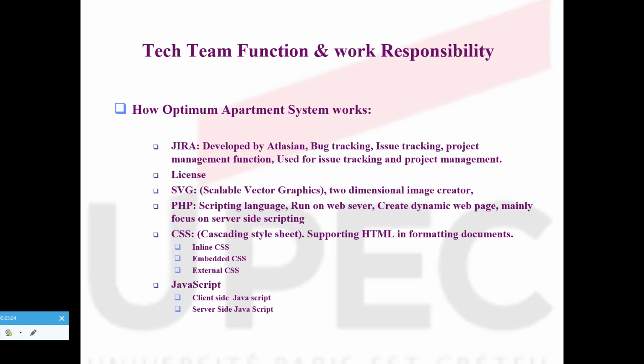And the next interesting work was Cascading Style Sheets. It is supported by HTML in formatting documents. CSS is a style sheet language used for describing the look and formatting of documents written in a markup language like HTML. So there are three types of CSS. Number one is inline CSS. Inline styles are styles that are written directly in the tag on the document. Inline styles affect only the tag they are applied to.